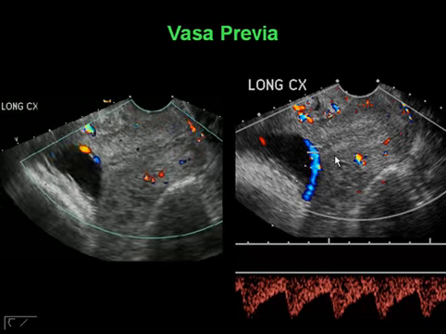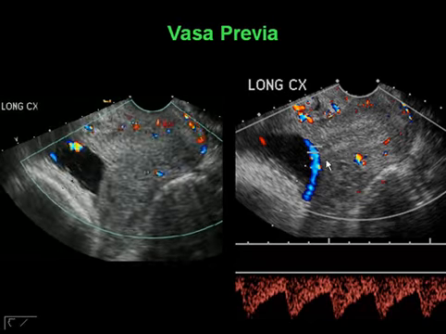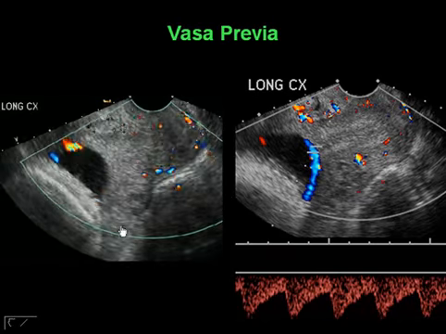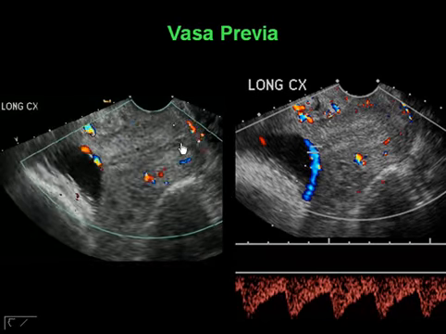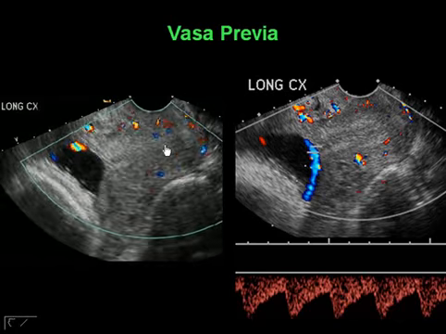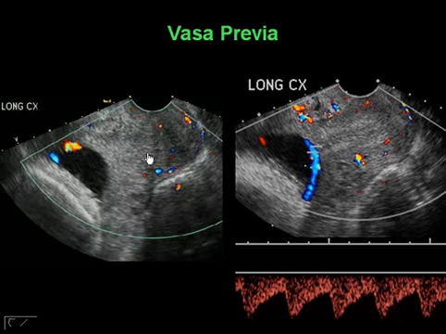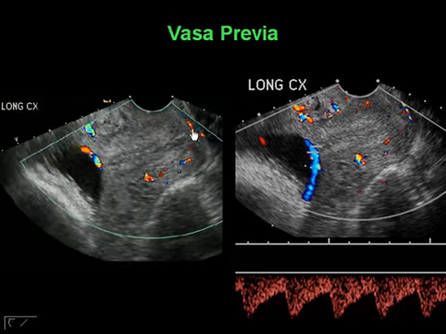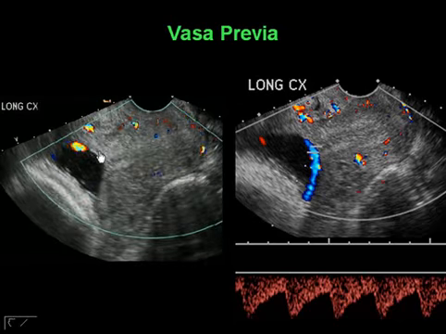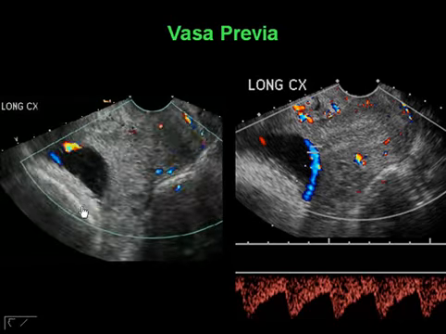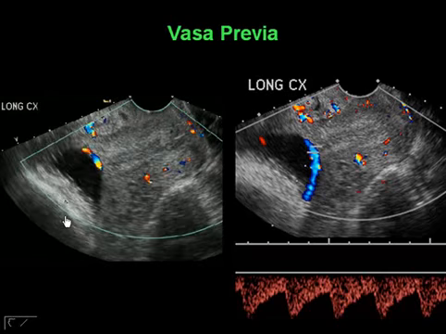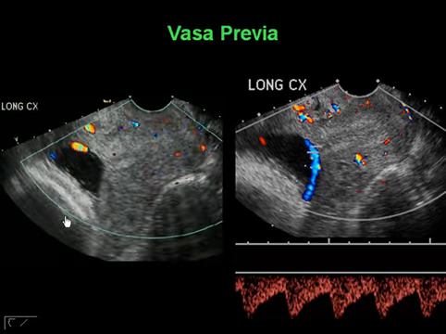So here's a transvaginal scan of the lower uterine segment on a patient. The placenta was not near the cervix, but look as we pass this clip over the cervix. You can see on the clip the internal cervical canal, and you can see just over the os a vessel crossing over from one side of the cervix to the other, right over the internal os.